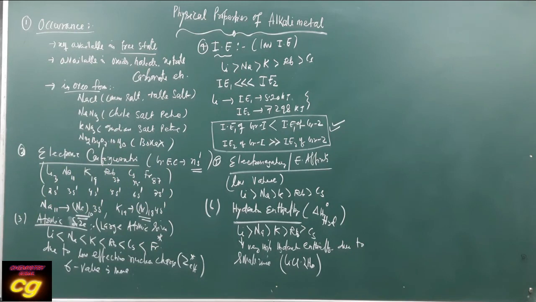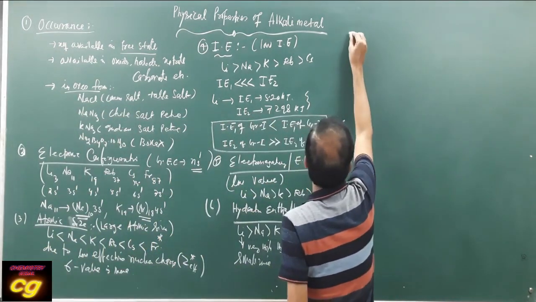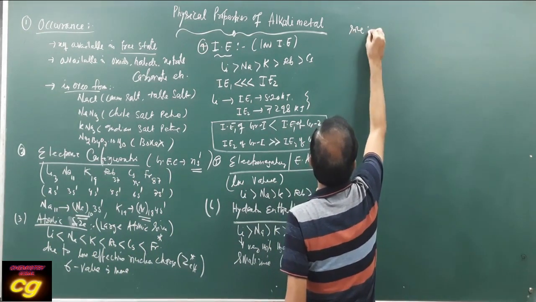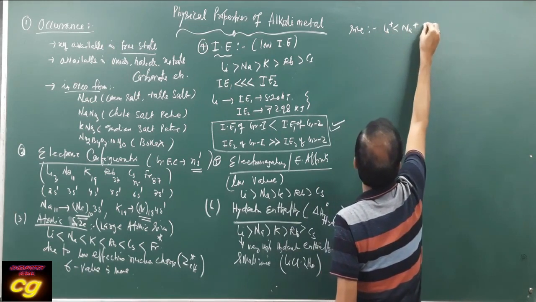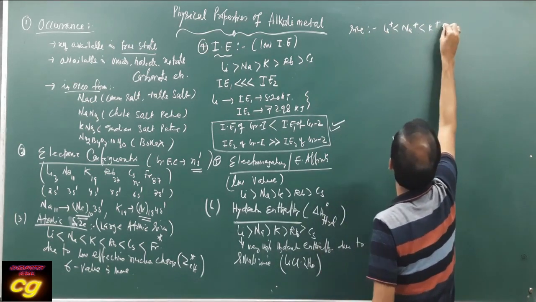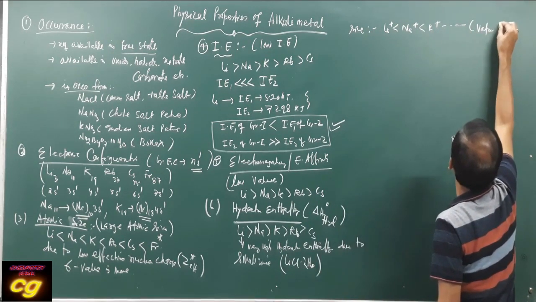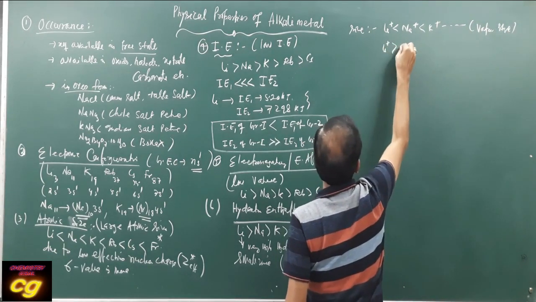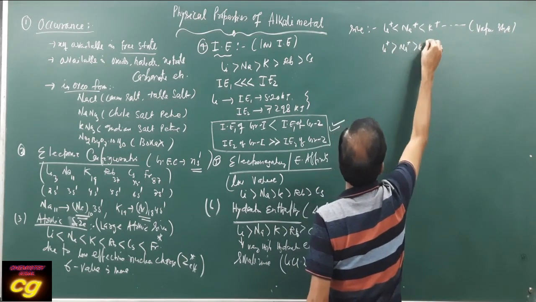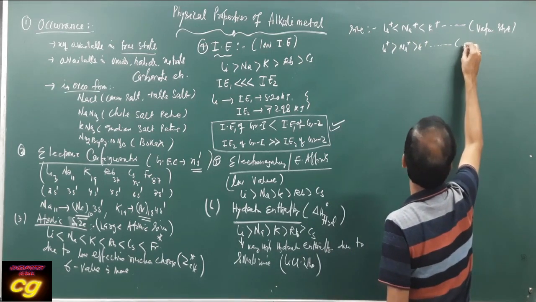Due to this hydration enthalpy, if you compare the size also, this is very important. Hydration enthalpy and size. If you compare size, the lithium ion is smaller than the sodium ion, smaller than the potassium ion, like this. This is in the vapor stage. But in the aqueous stage, the lithium ion will be greater than the sodium ion, greater than the potassium ion.